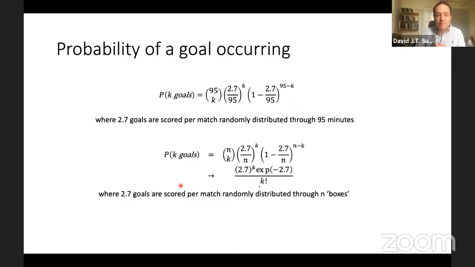Well, I told you this equation for 95 minutes, then I looked at this equation for N. And in practice, this means that the number of goals in your match will be described very well by this equation, 2.7 to the power of K, e to the minus 2.7 divided by K factorial, which will give you the probability you'll have a particular number of goals in the match.